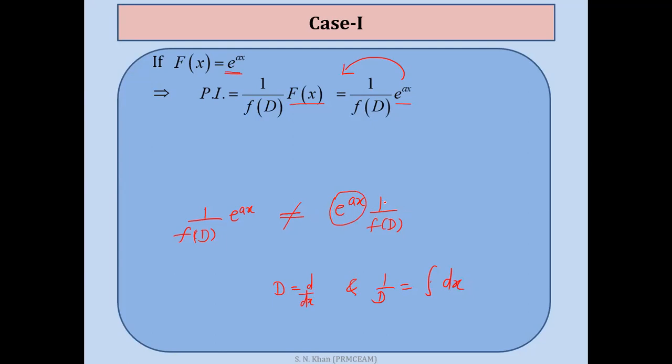Therefore, for any type of function, you cannot take the variable x directly outside the operator. We can bring a constant outside of that operator because we can take a constant outside the derivative, outside the integration. So a constant can be written before the operator, but a function cannot be written before the operator. So while writing PI, please remember that we have to write it in standard format.